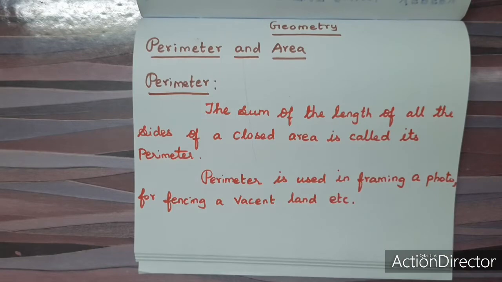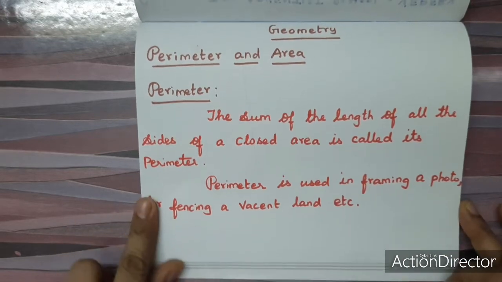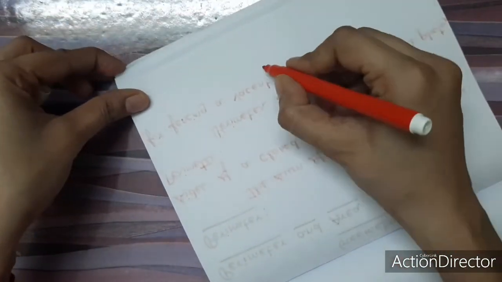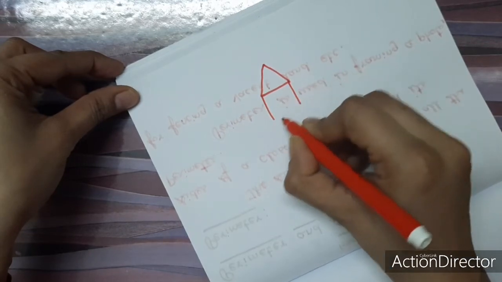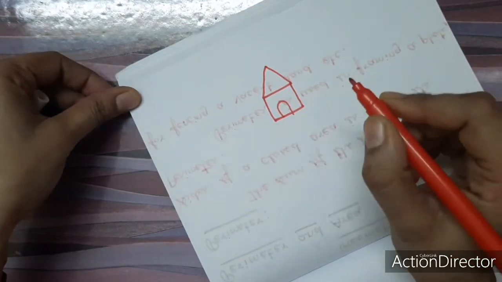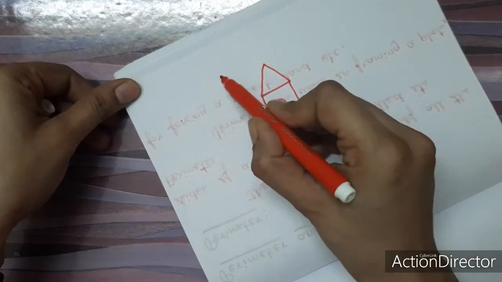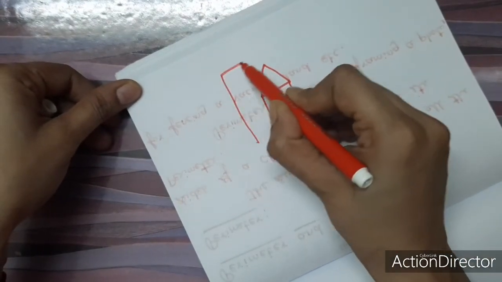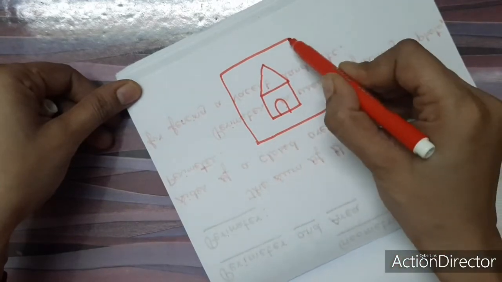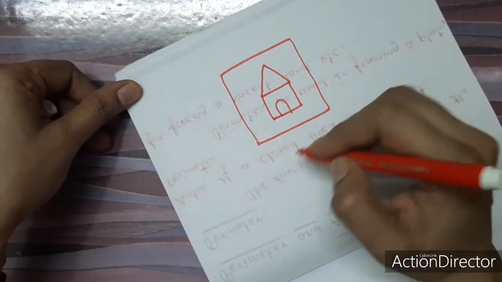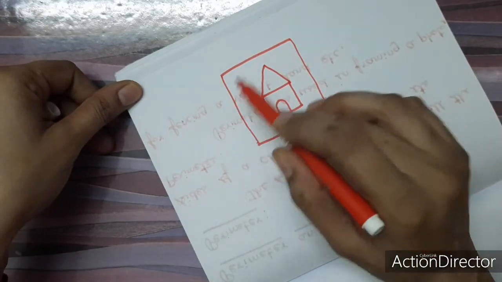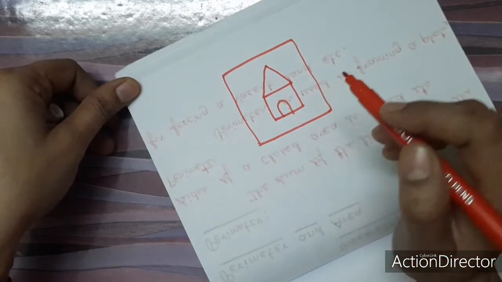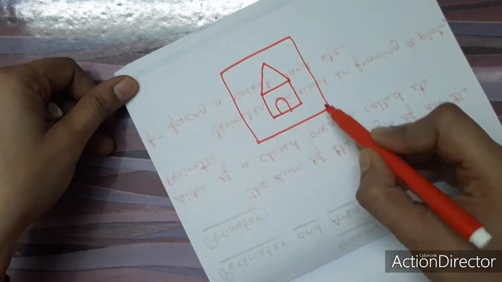Okay, so I'll tell you an example so that you can understand it more. Consider this is a house. I am going to fence the surrounding area of the house. Fence means what in Tamil? Veli. The veeta sutti or compound mari we are going to frame. So this is the area I am going to fence.